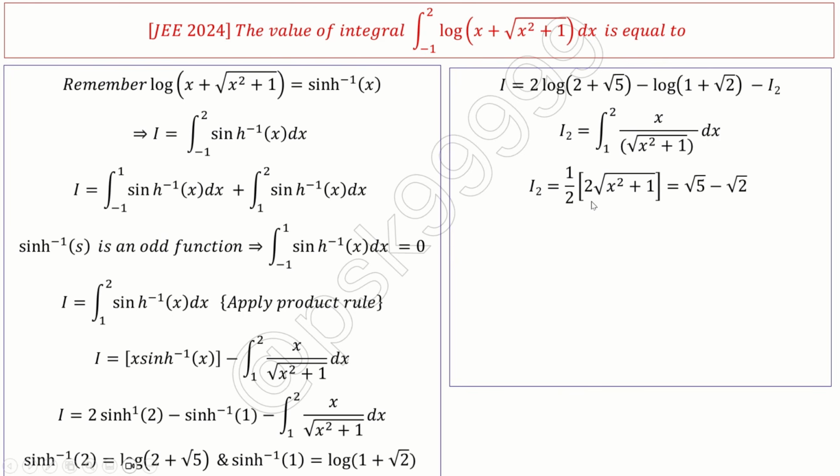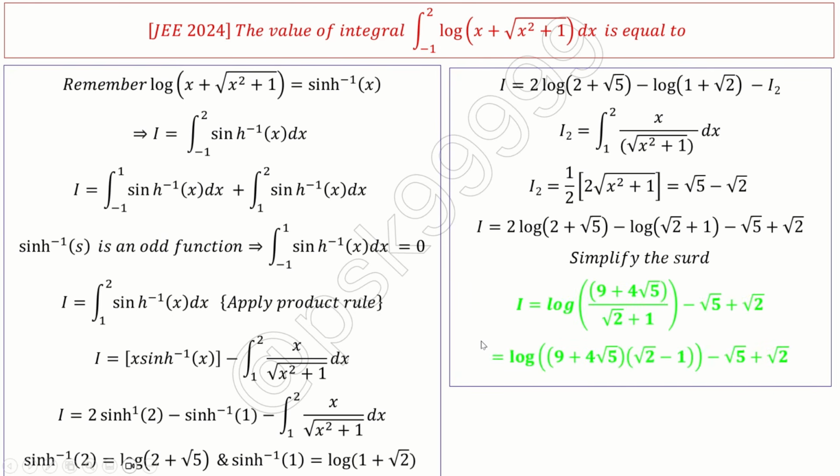So this is nothing but half of 2 times square root of x square plus 1. If I apply limits, this is square root of 5 minus square root of 2. Now my whole integration is nothing but this value. You combine these logs and get the same answer as before.